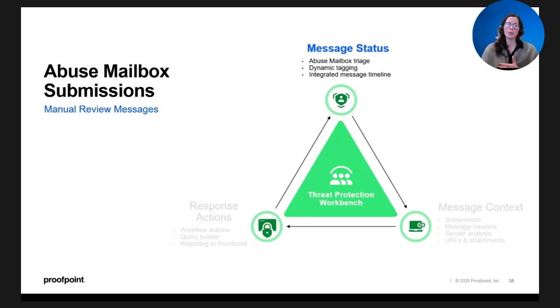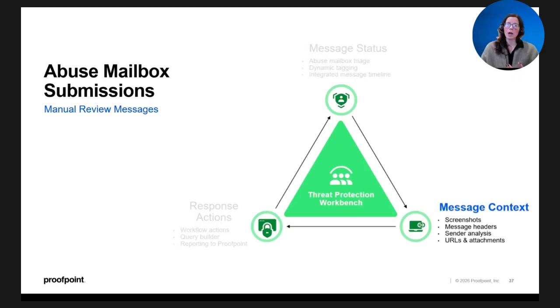So if we think about the message status and the different features that facilitate this in the TAP example, it's going to be very similar in the abuse mailbox example. The dynamic tagging is going to be a little bit different. The timeline is going to have different entries. But at the end of the day, those features are going to speed and simplify the process of understanding what occurred with that message before you received an alert or notification alerting you to the need to review it.